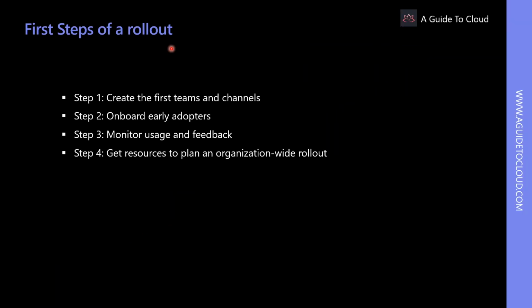Before you begin your rollout, you should ensure that all prerequisites are met, such as environmental and network readiness. Only then you should start your deployment. You should perform the following steps to roll out your initial set of teams and channels, so the early adopters can begin chatting, sharing files, and collaborating. Step 1 is to create your first Teams channel, then onboard early adopters. You can monitor usage and feedback, and finally get resources to plan an organization-wide rollout.